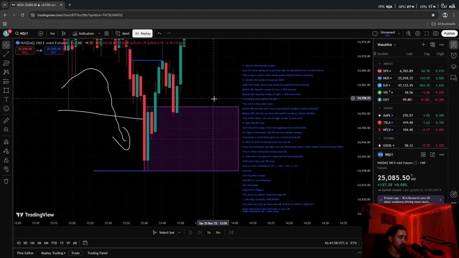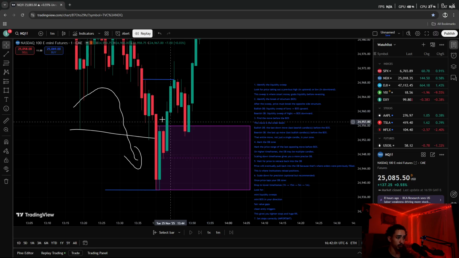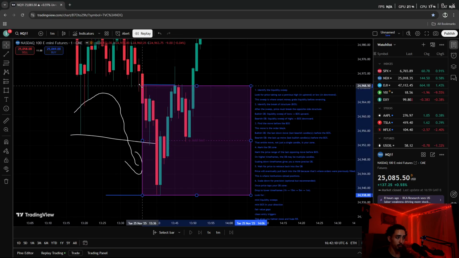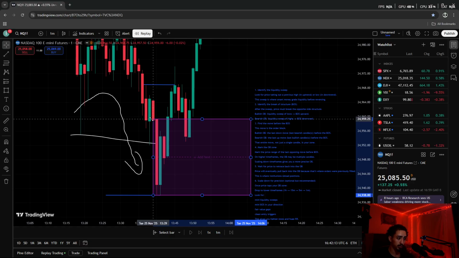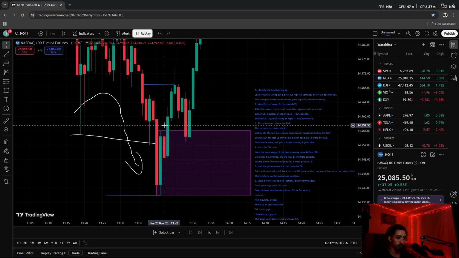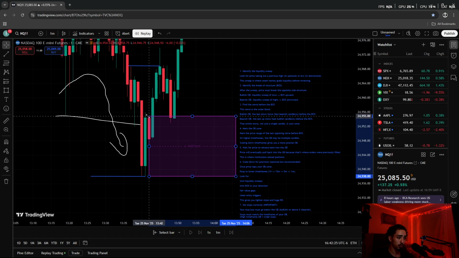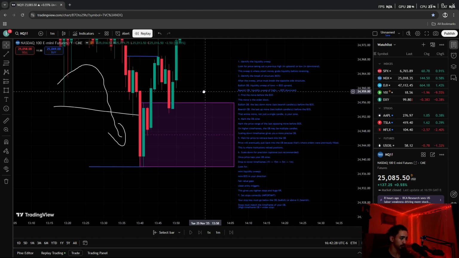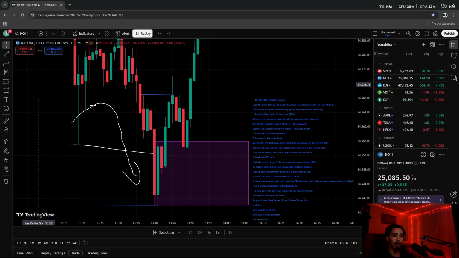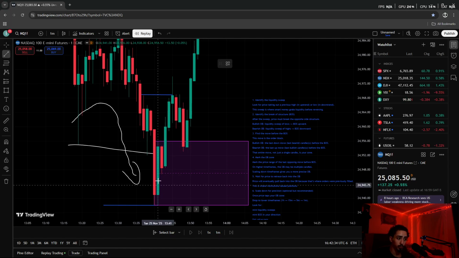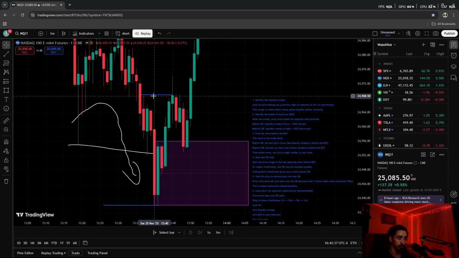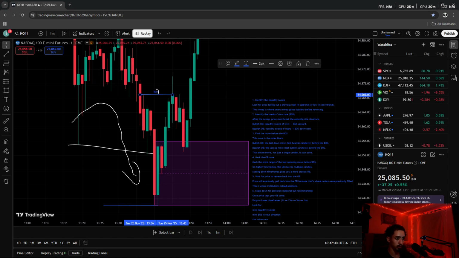Now, find the move before the breakup structure. So this is the move before the breakup structure, this move down here. Now, do I want to be marking this entire thing out? No. I like being precise, so I'm just going to mark out the bullish candle before the breakup structure. So what happened? We made the order block, we got our liquidity sweep, price came up, and we broke structure up here. This would be your breakup structure.